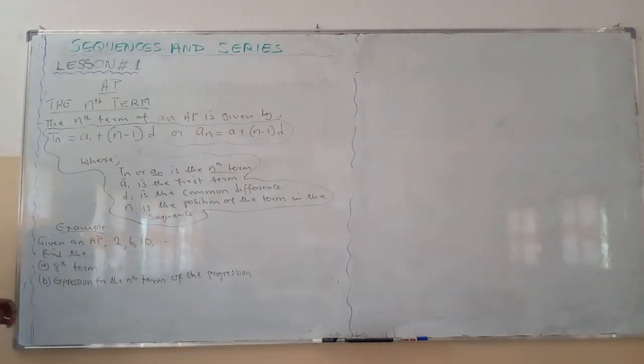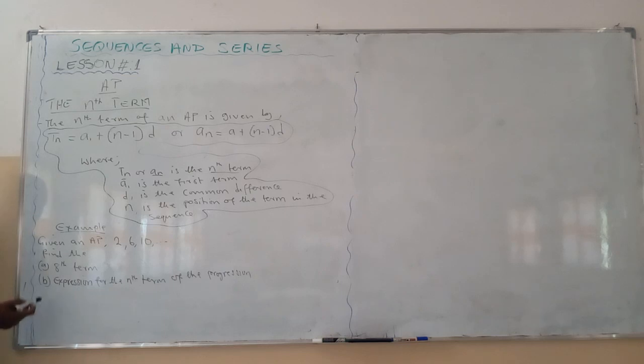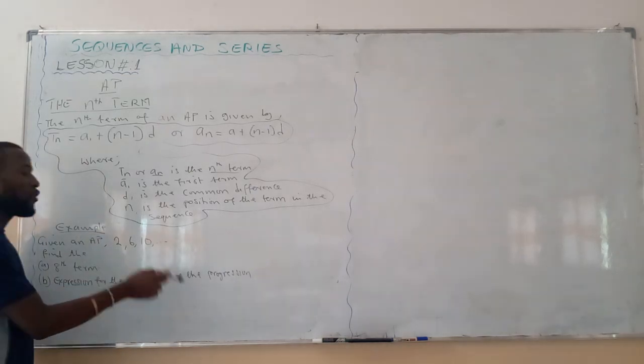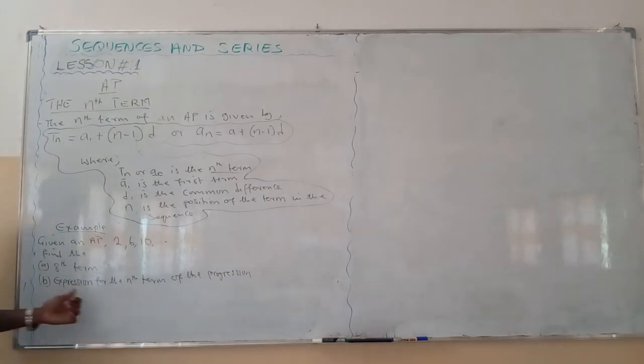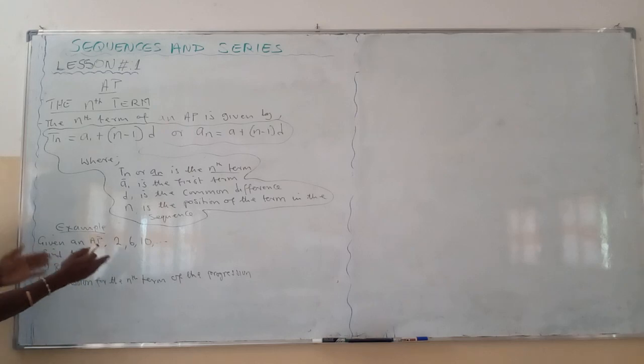Now, example. Given an AP 2, 6, 10, it goes on like that. Find A, the 80th term, and B, the expression for the nth term of the progression. Sometimes an expression can be the formula for the nth term. Now you have to create the formula for this simple sequence which is here.